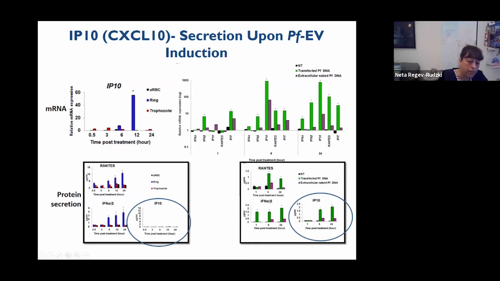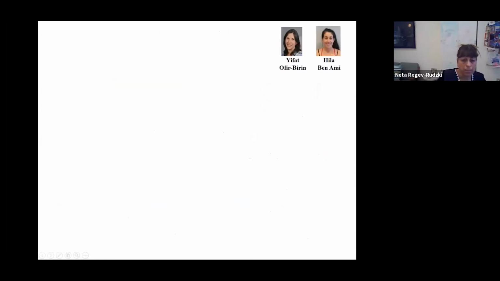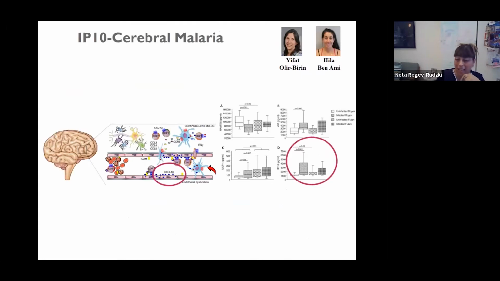But in fact, my postdoc thought that this is really exciting, because maybe there is something within the vesicles that blocks the secretion specifically of IP10. And when she looked at the literature, at what is known about IP10 and malaria, it started to be really interesting, as according to several studies coming from endemic areas of malaria, high levels of IP10 in the blood of patients associate with the severe cases of malaria, cerebral malaria.